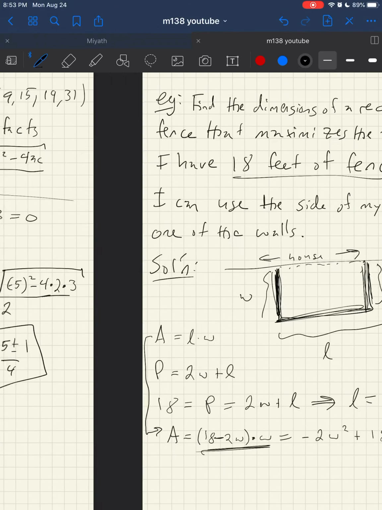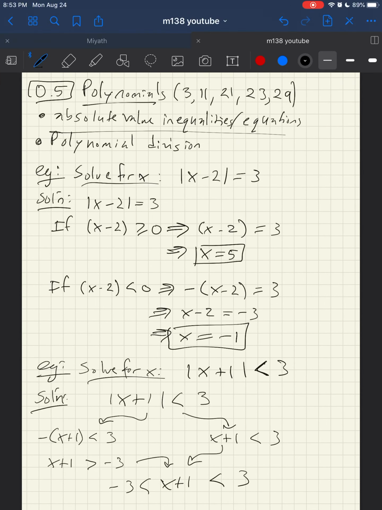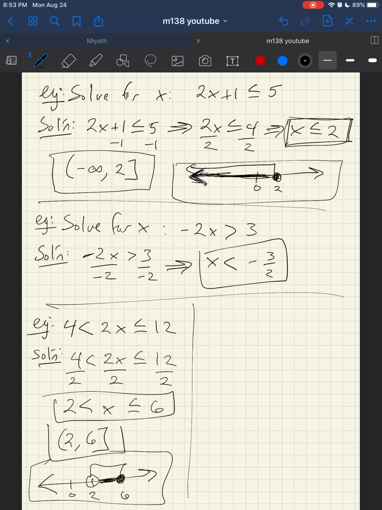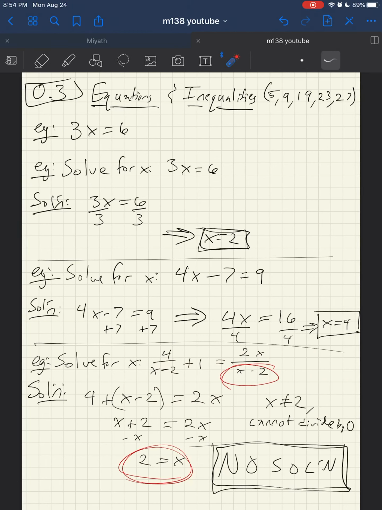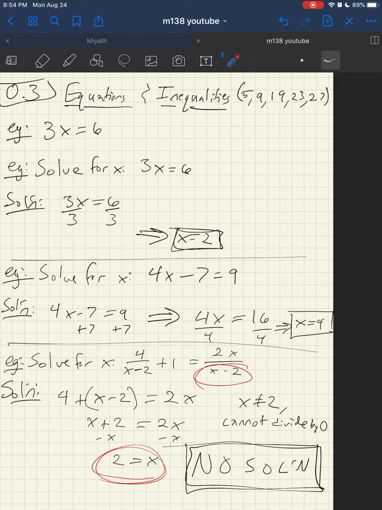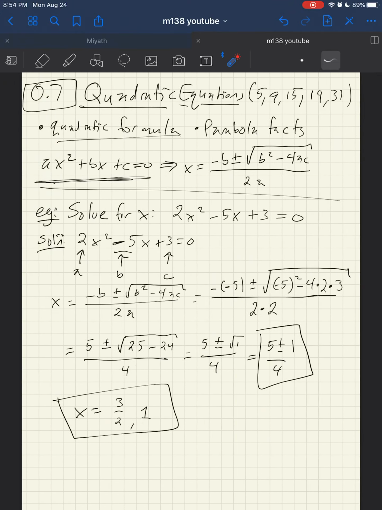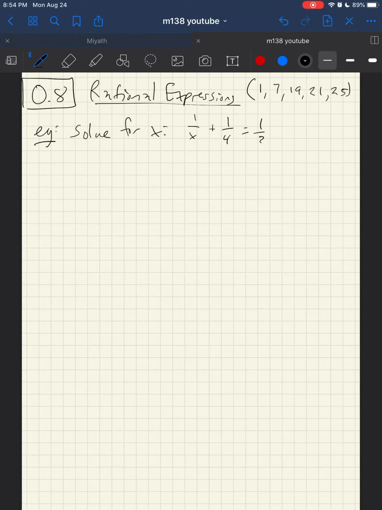Actually, I can show you precisely the example I'm talking about that we already did, and I think I did it in section 0.3. Yeah, that was this example. This is the main example for the section that I'm covering now. But we already kind of did that in section 0.3, but that's okay. I want to do another example. So let's solve for x. 1 over x plus 1/4 equals 1/3.